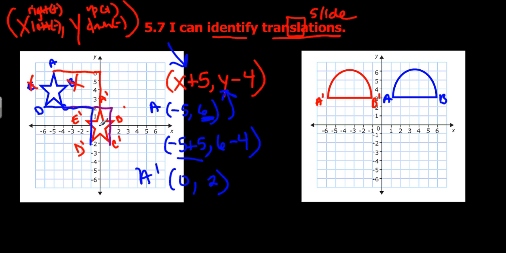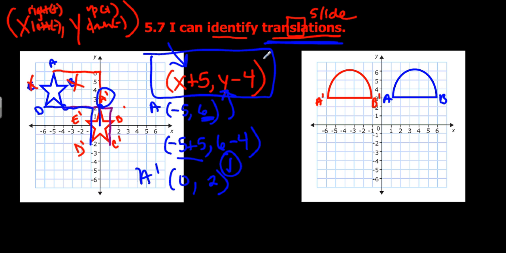Let's see. If we start here, I don't go right or left at all, and I go up 1, 2. Sure enough, woohoo! I landed on A prime. So this is a good check. But this right here is my answer of how I describe the translation using coordinates. Let's try one more time over here.